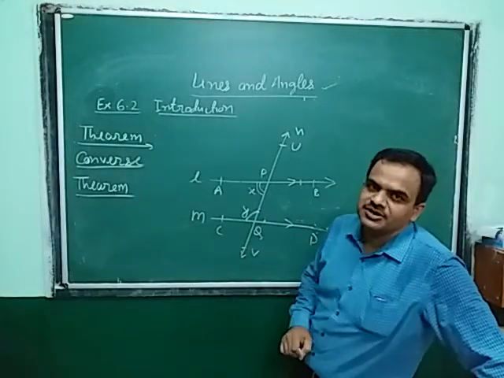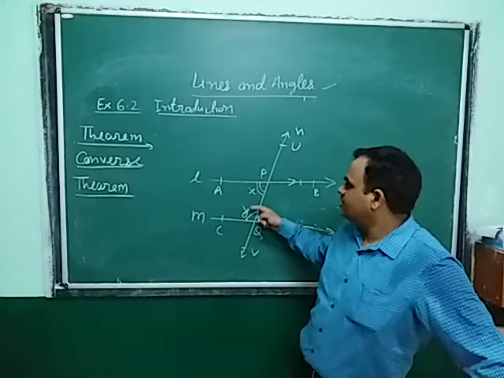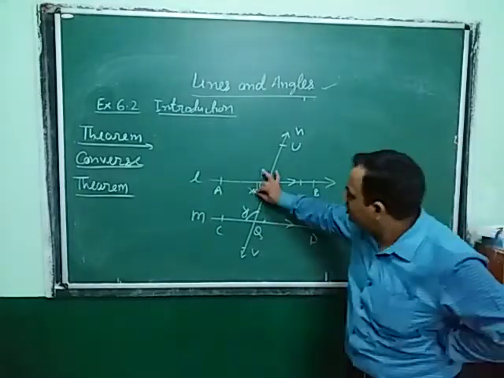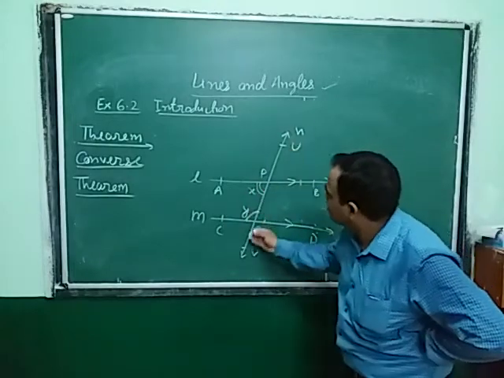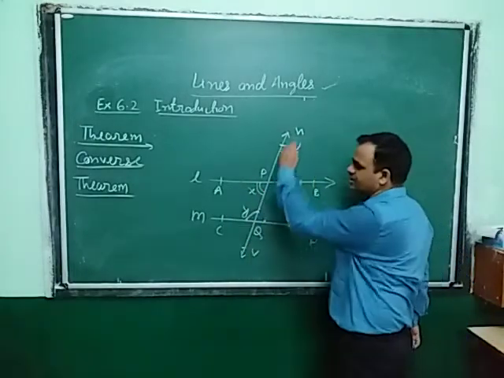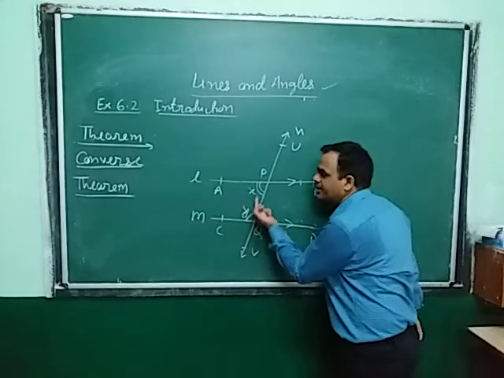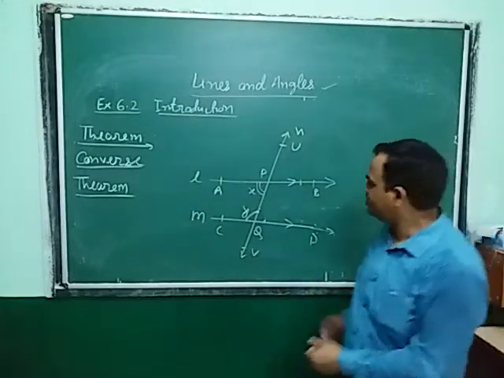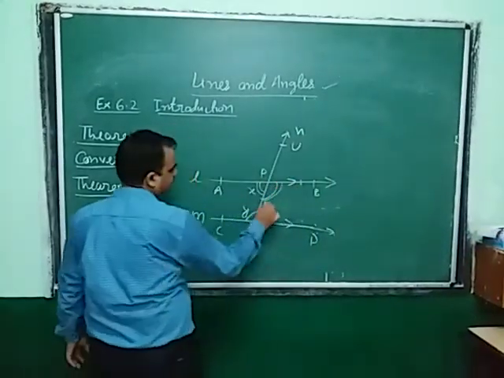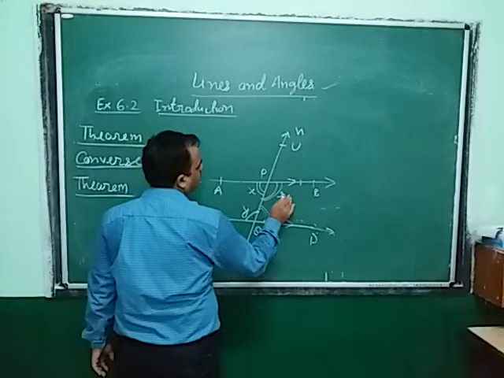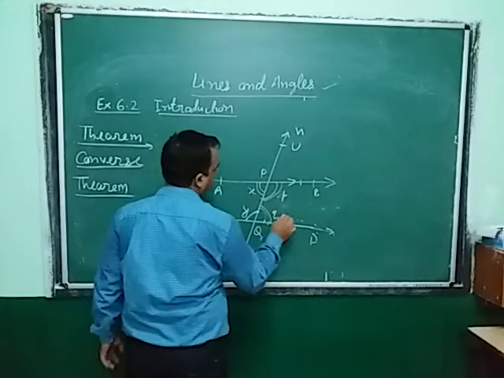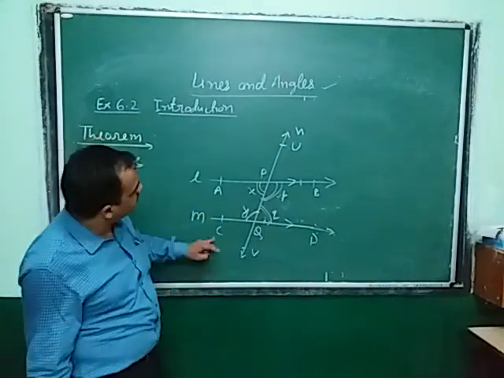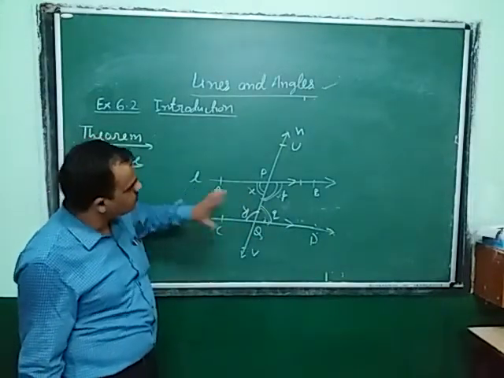What is the meaning of supplementary? The sum of these two angles will be 180 degrees. Let me explain it once again. Interior angles on the same side of the transversal. This is the transversal and we have these two angles. They are interior, and they are lying on the same side of this transversal. Similarly, if you consider this one, say small p and q, then p plus q will also be 180 degrees, and x plus y is also 180 degrees.